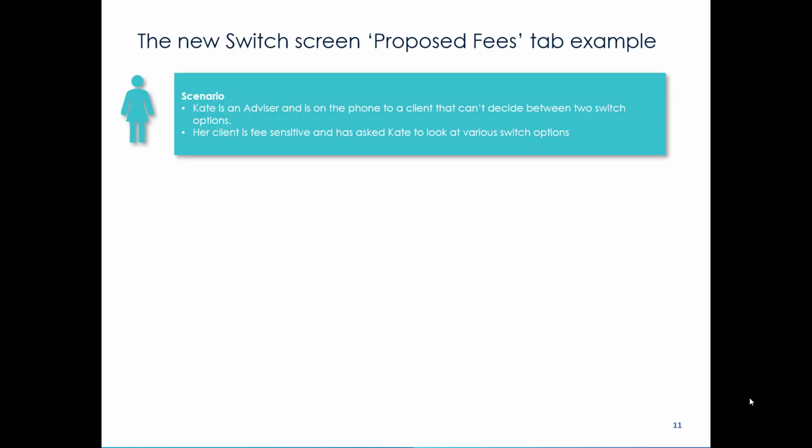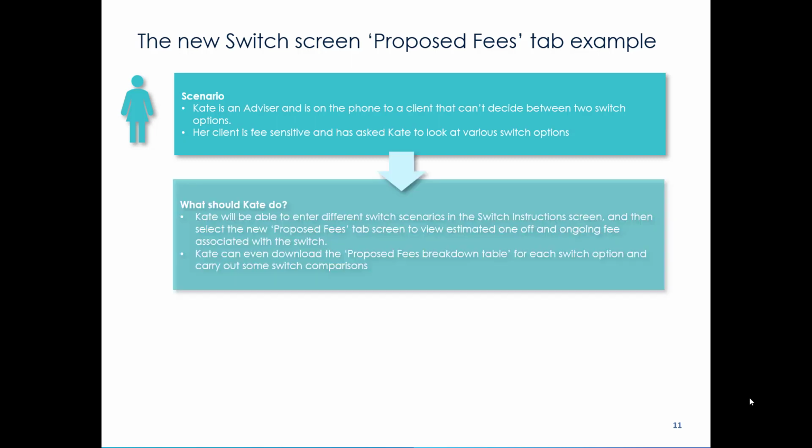So now let's look at an example reflecting the new switch screen. In this scenario, Kate is an advisor and is on the phone to a client that can't decide between two switch options. Does that scenario sound familiar out there? Her client is fee sensitive and has asked Kate to look at various switch options. So what should Kate do?